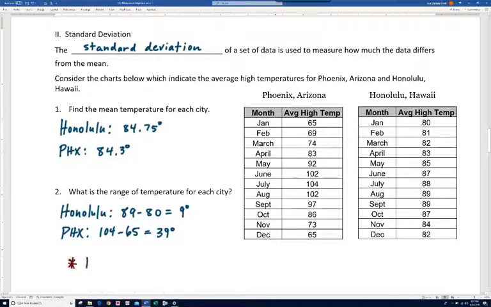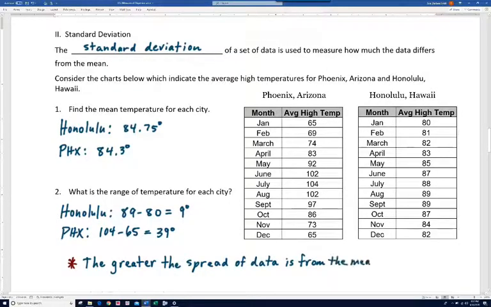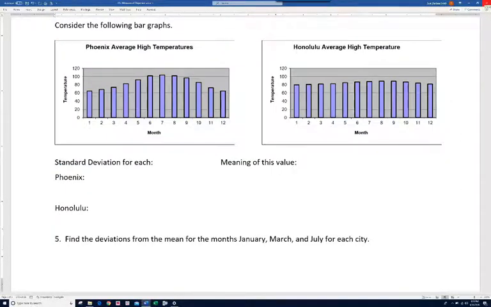All right, so let's move on to the next slide. But before we do that, let me just make one more comment here. The greater the spread of data is from the mean, the larger the standard deviation. So if you have a small variation from the mean, then you're going to have a lower standard deviation. Okay, so what we were just talking about, you can see on the charts, there's very little variation here, whereas with Phoenix, you see it more.